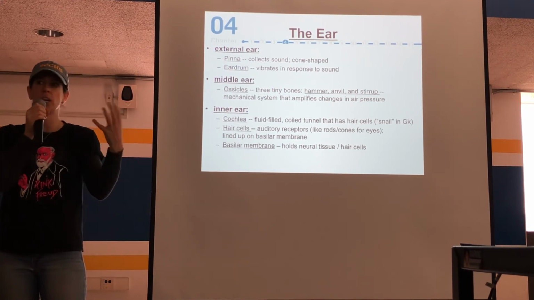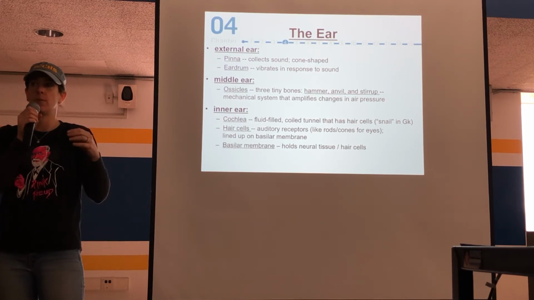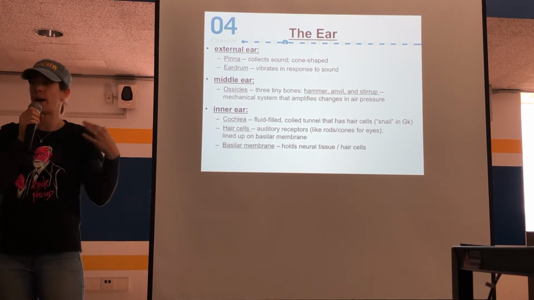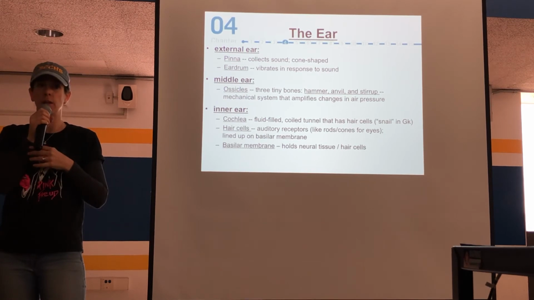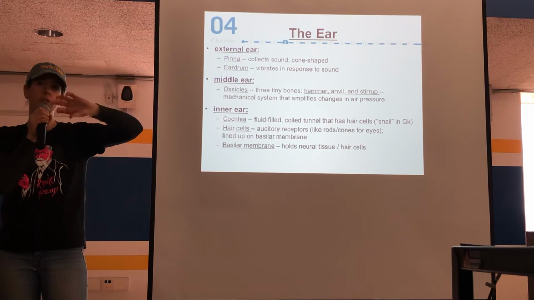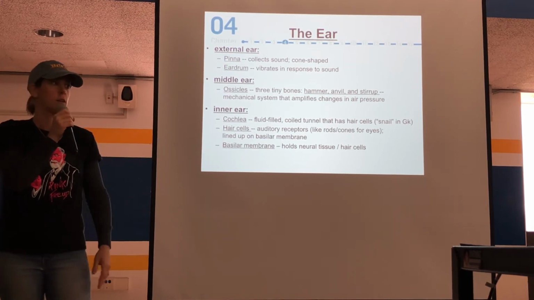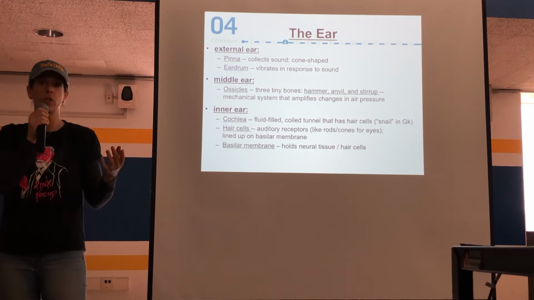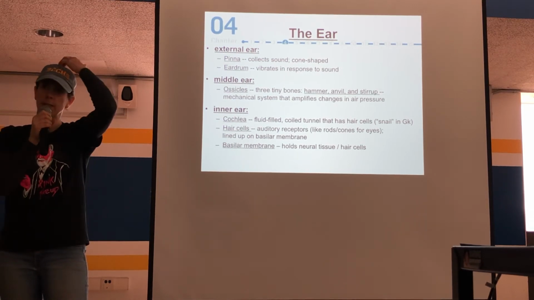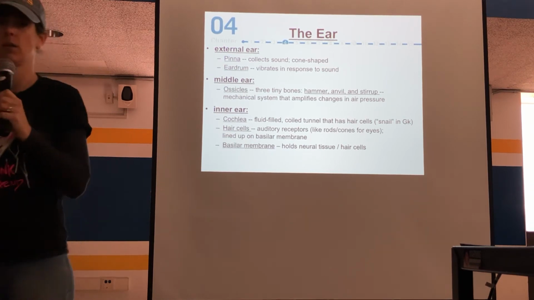So just think Coachella, sound, right? Cochlea, and the base at Coachella, basilar membrane. And then from the cochlea, what exits? The auditory nerve, which sends messages to the brain. Where does it go first? Thalamus, and then temporal lobes. Clear?